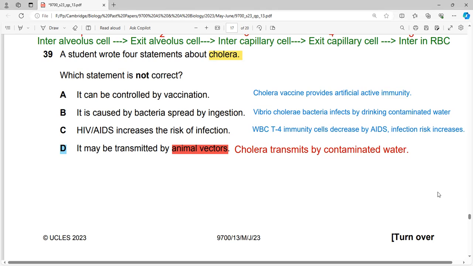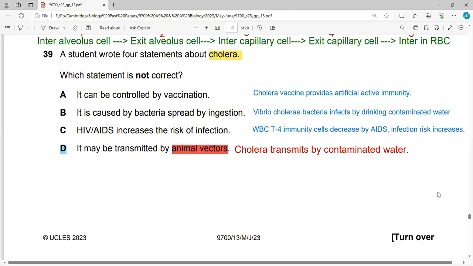So A, it can be controlled by the vaccine. Yes, a vaccine is available for cholera, and the vaccine provides artificial active immunity by providing actual antigen. Second, B, it is caused by bacteria that are spread by ingestion. So the Vibrio cholerae bacteria contaminate the water, and it is transferred by the ingestion process, meaning by drinking.